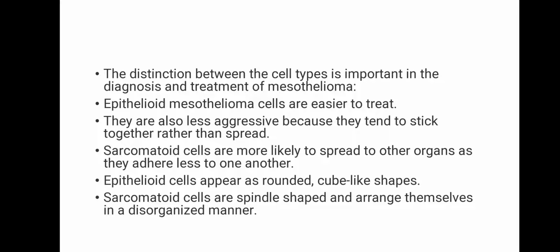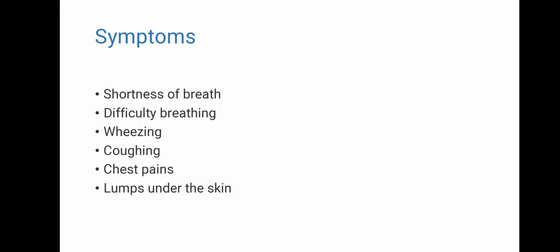Epithelial mesothelioma is easier to treat. It is also less aggressive because the cells tend to stick together rather than spread. Sarcomatoid cells are more likely to spread to other organs as they adhere less to one another. Epithelial cells appear round to cube-like in shape, while sarcomatoid cells are spindle shaped and arrange themselves in a disorganized manner. Symptoms of mesothelioma are shortness of breath, difficulty in breathing, wheezing, coughing, chest pain, and a lump under the skin.